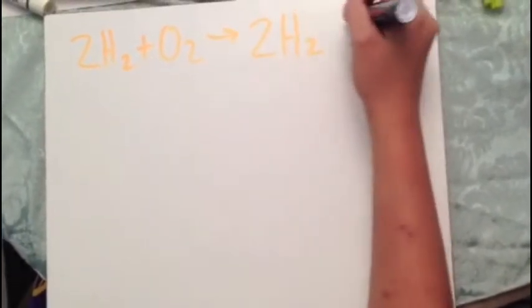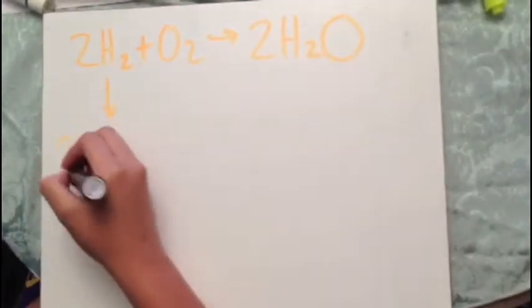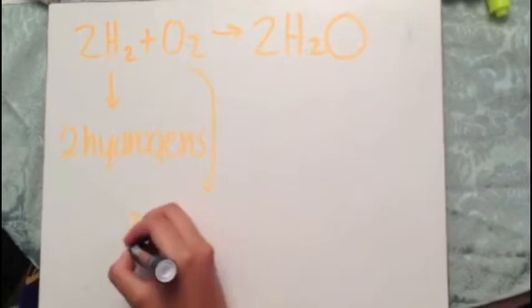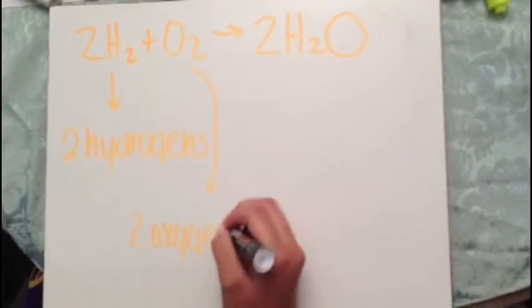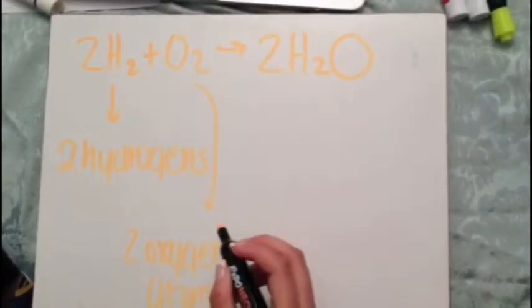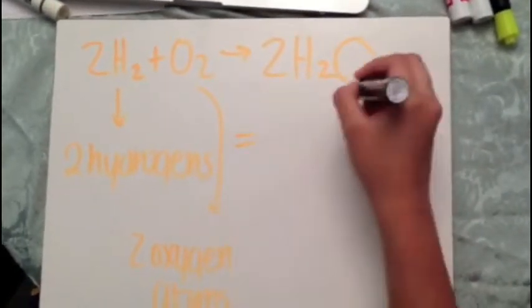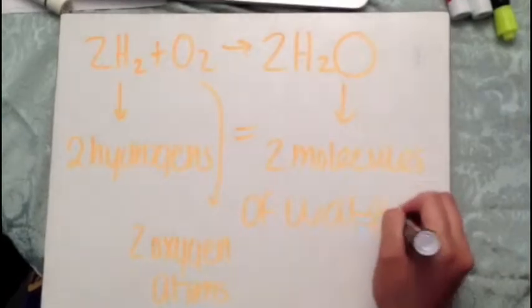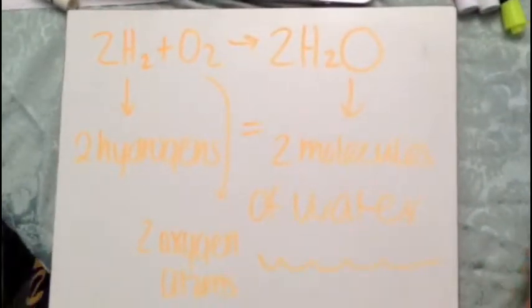For example, in this equation, 2H2 plus O2 yields 2H2O. The coefficients indicate that 2 molecules of hydrogen interact with 1 molecule of oxygen to create 2 molecules of water. The subscripts indicate that there are 2 hydrogen atoms bonded together and 2 oxygen atoms bonded together in each of their respective molecules.